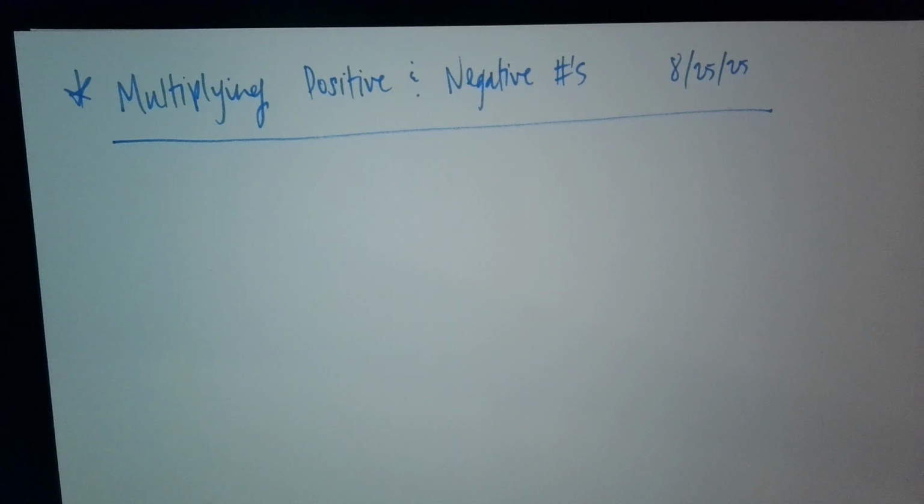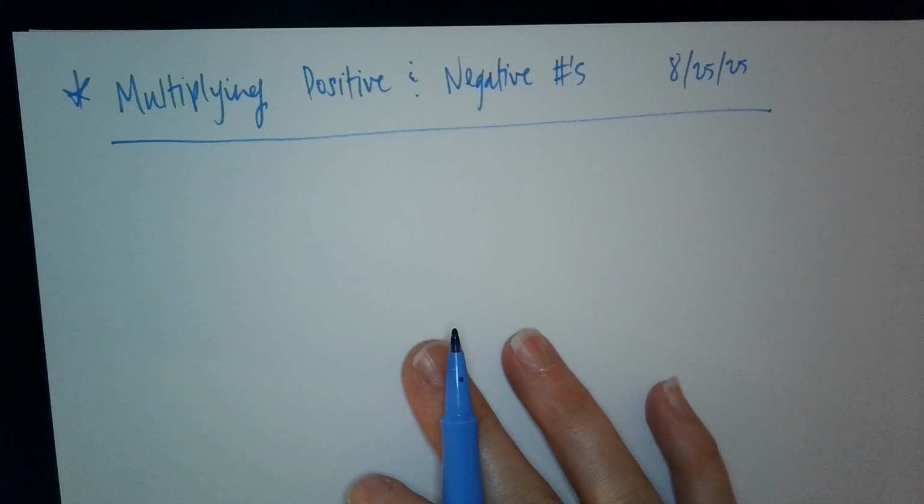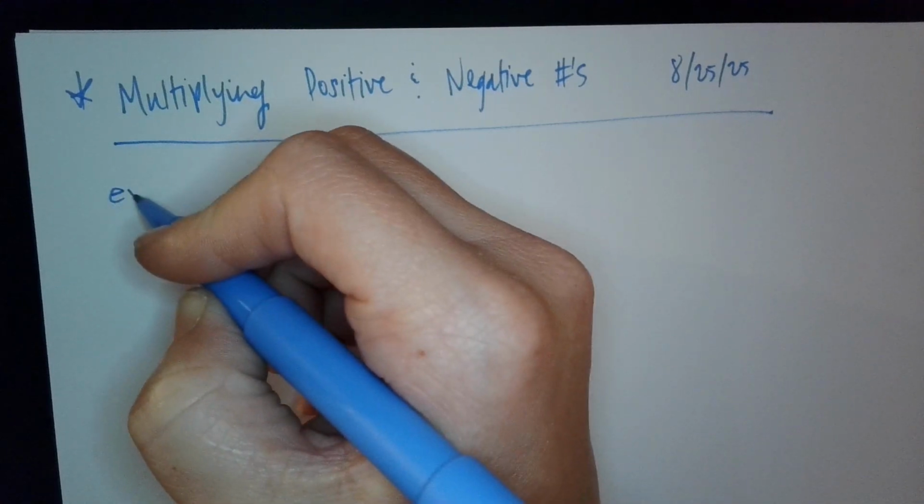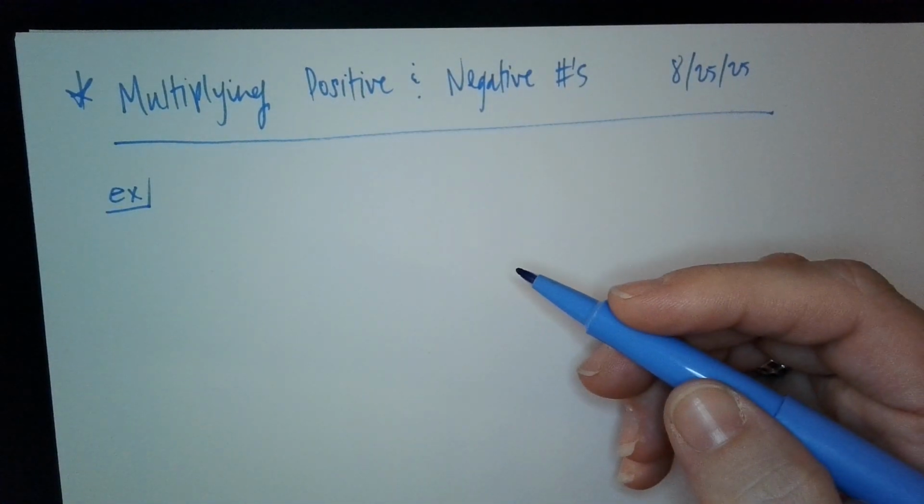Alrighty, so last week we added and subtracted positives and negatives, including taking away debt. This week we're going to multiply and divide. So today we're just going to focus on multiplying. Okay? So I'm just going to jump straight into examples and then we'll go from there.